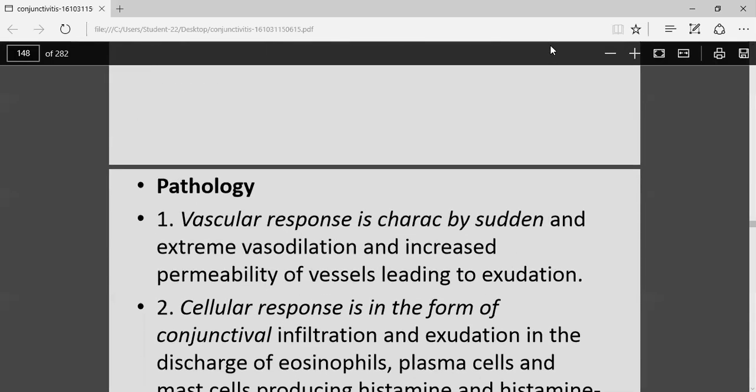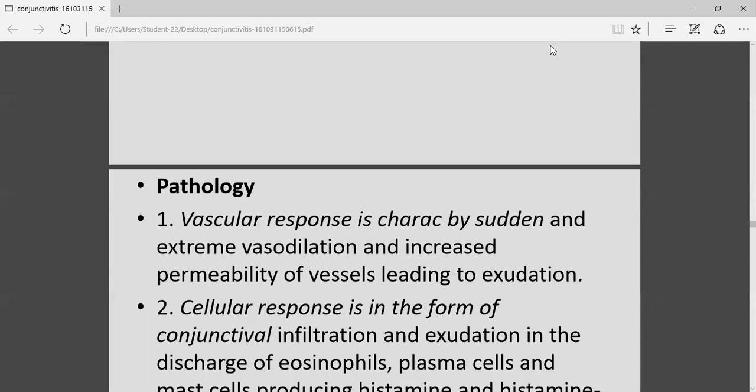Okay, in simple allergic conjunctivitis also there is vascular dilatation, and then there is increased permeability and leakage from the blood vessel that leads to exudation. The cellular response in inflammation, we all know, is characterized by specific types of cells like neutrophils, basophils, monocytes, macrophages, while in allergic conjunctivitis, the cellular response is a little bit different.